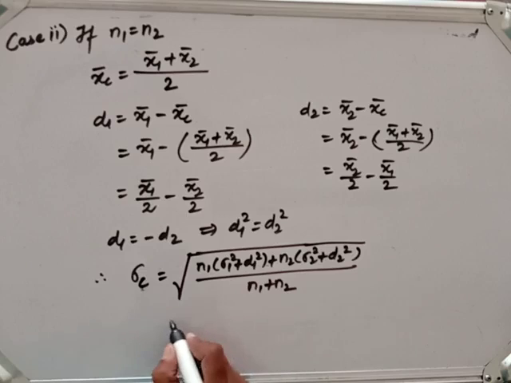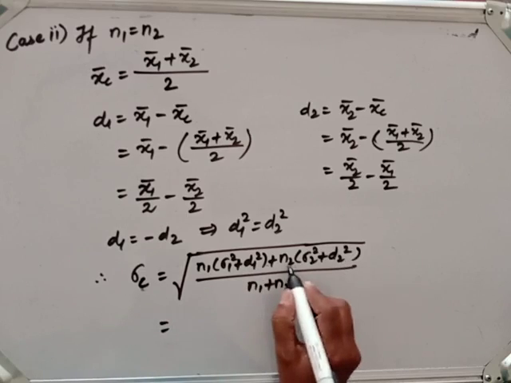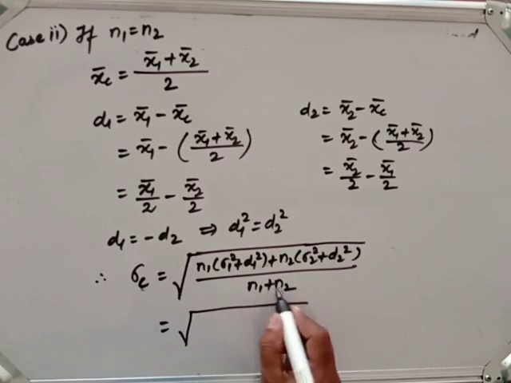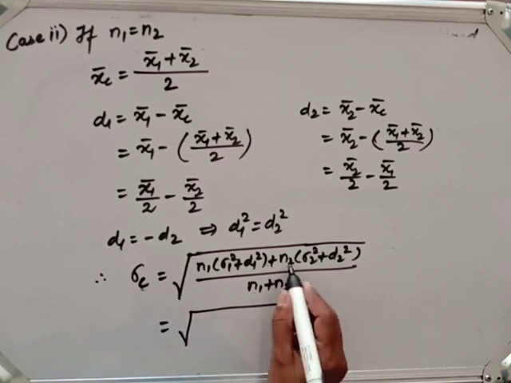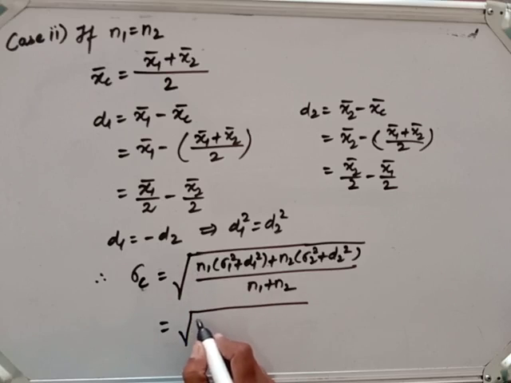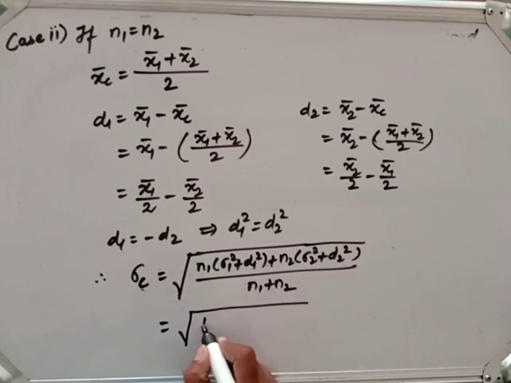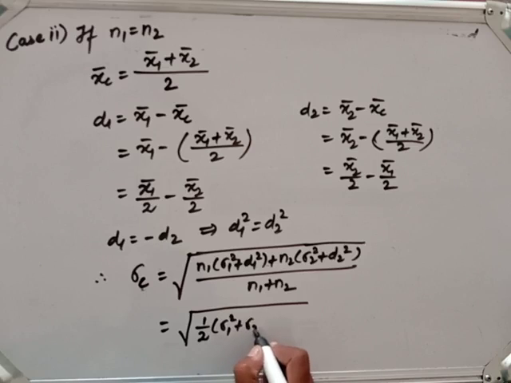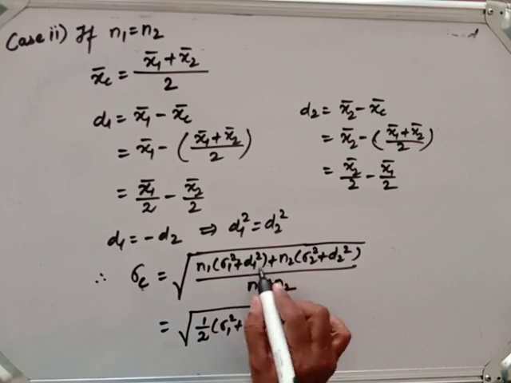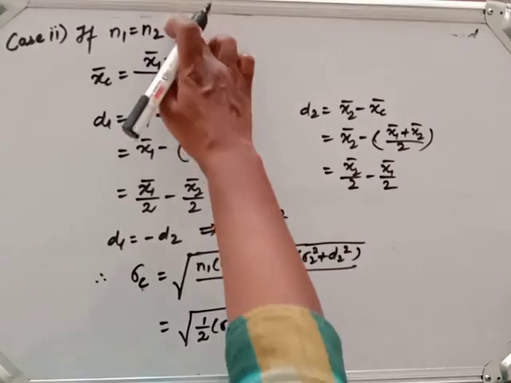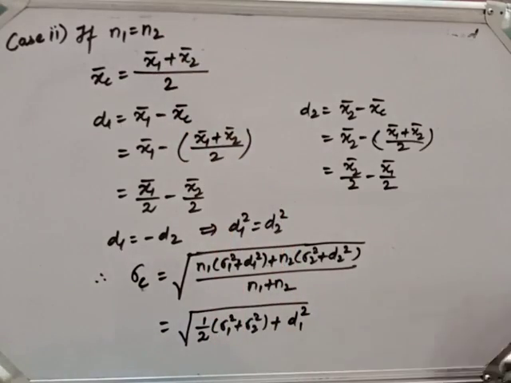Fine. Now here d1 square, d2 square are same, n1, n2 are same. So this will become twice, and here we can take it common, so it will become 2 there. Now these are same. So this is half of sigma 1 square plus sigma 2 square plus, these are same, means twice, so it will become d1 square. This is our result for n1 equal to n2. Then sigma c is this one.